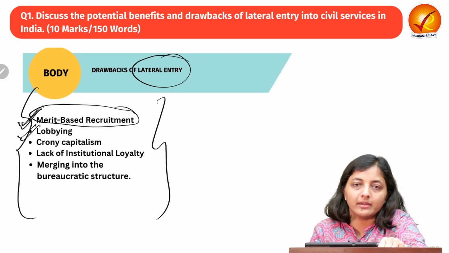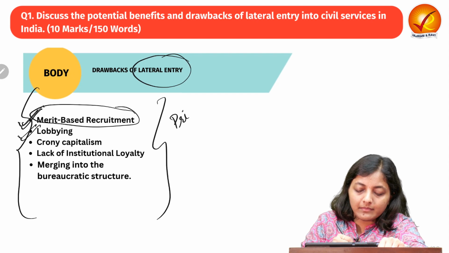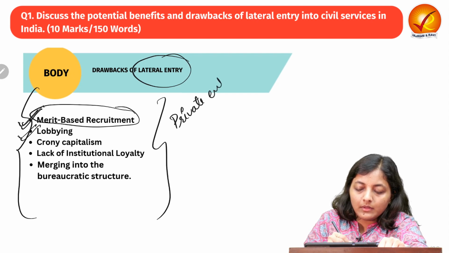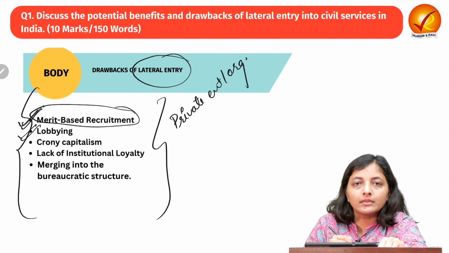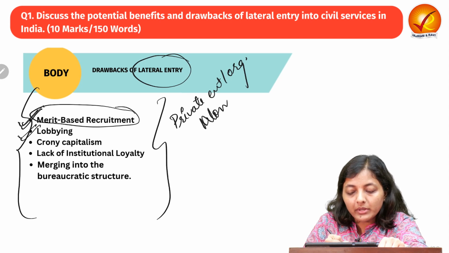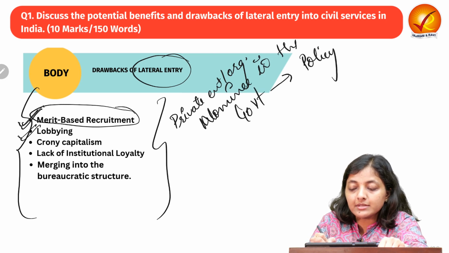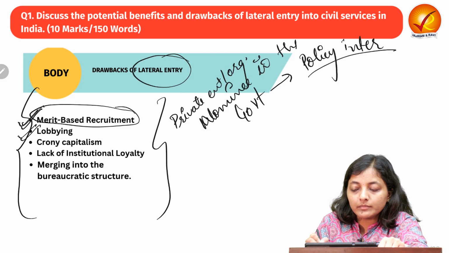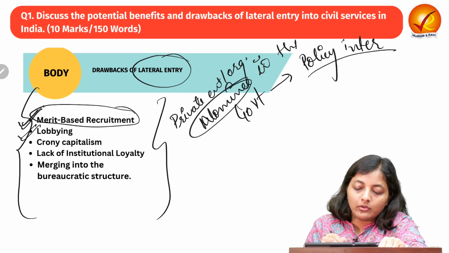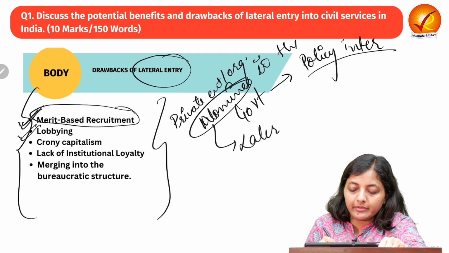Next comes lobbying. Private entities or organizations can put their nominee in the government for policy interventions. The nominee will be the lateral entrant.